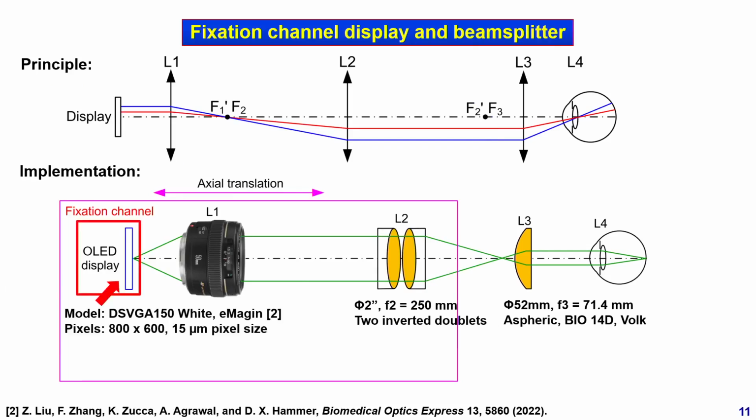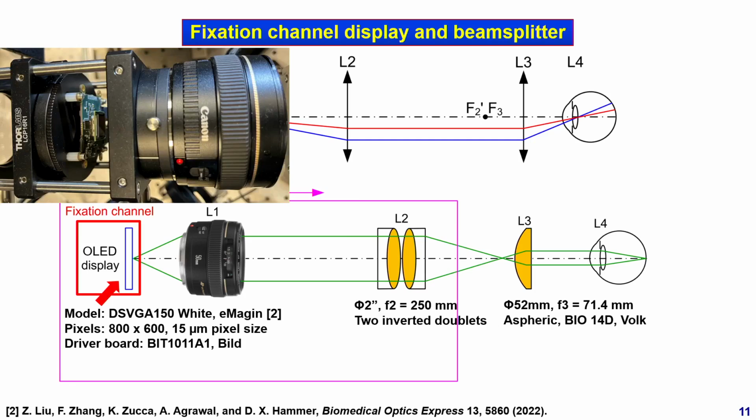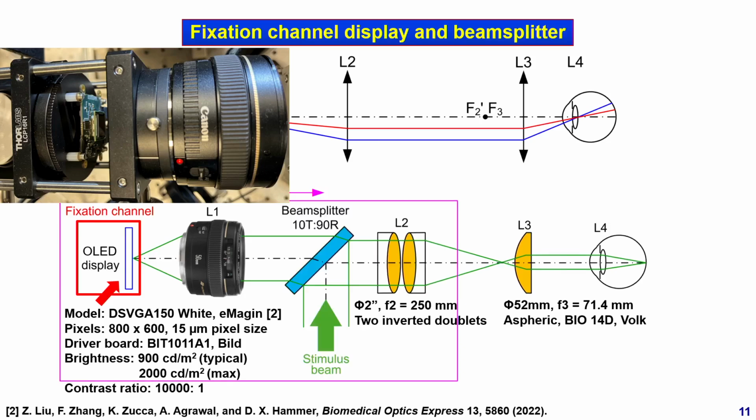We use an LED display to present a white cross as the fixation target. Different from reference 2, we use a third-party driver board that is more compact and holds the display in its geometric center. This allows us to mount the driver board and the display on a rotation mount in a cage system. The high brightness of the display enables us to combine fixation and stimulus channels with a 10% transmission, 90% reflection beam splitter. This increases the stimulus beam throughput by almost twice compared with using a 50-50 beam splitter.